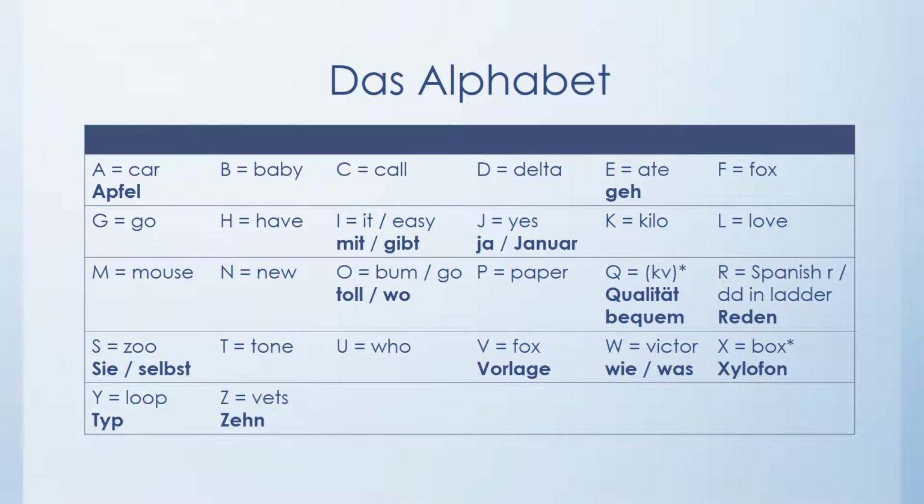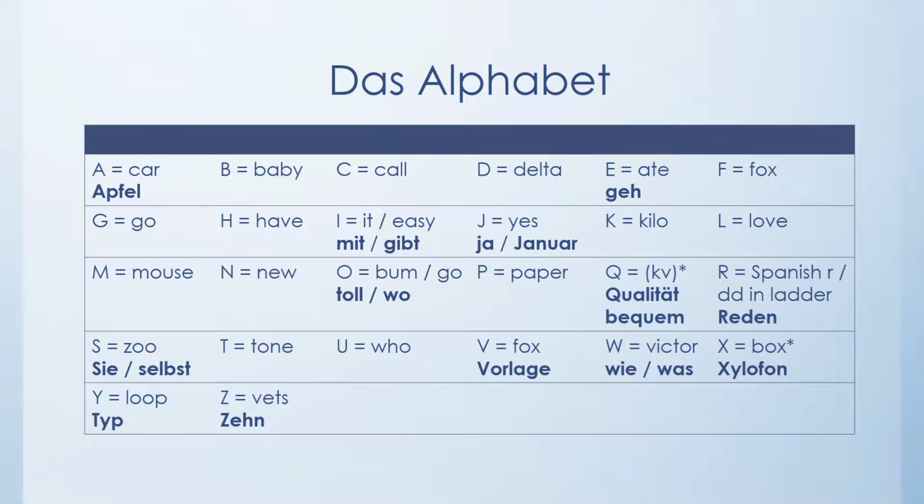And so underneath it, you would say G. F is the same like fox. G is the same like go. H, I'm sorry, not H, ha, like have.